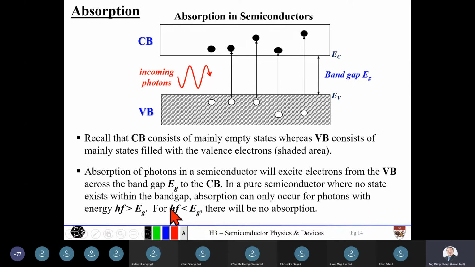Of course, if the photon energy is less than the band gap, then no electron-hole pair generation can happen, unless there are defect states situated within the band gap. Then it might be possible to have absorption as well.